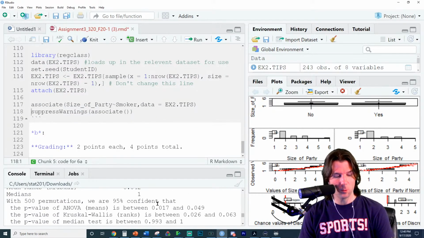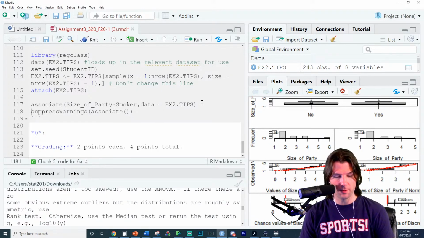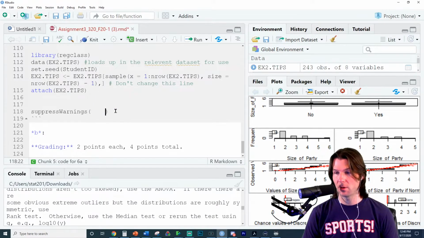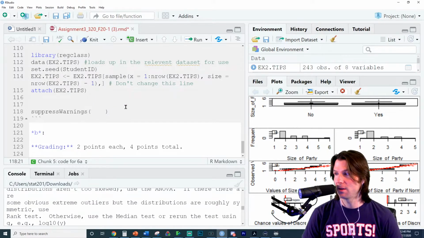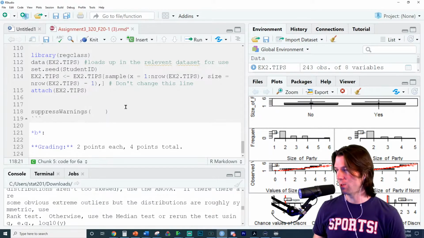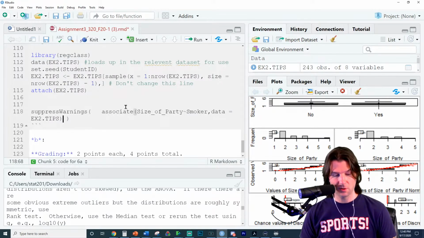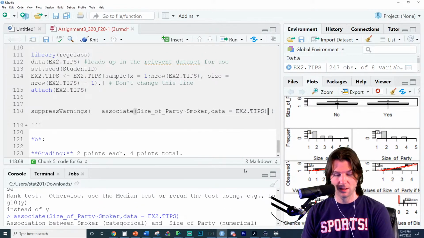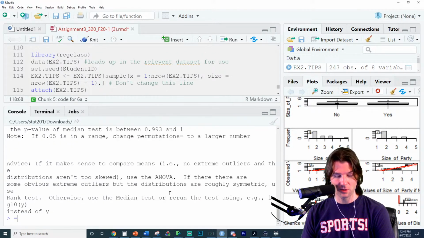So you sometimes get warnings, and I don't know if this one output warnings. So you can take your associate and put it inside of the suppress warnings. So all we're doing is taking and putting the code inside of it. R can't find the associate. What do you do if R can't find the associate? Colin, you got this, 100 points. Where is associate located? If R can't find associate, where is associate located?